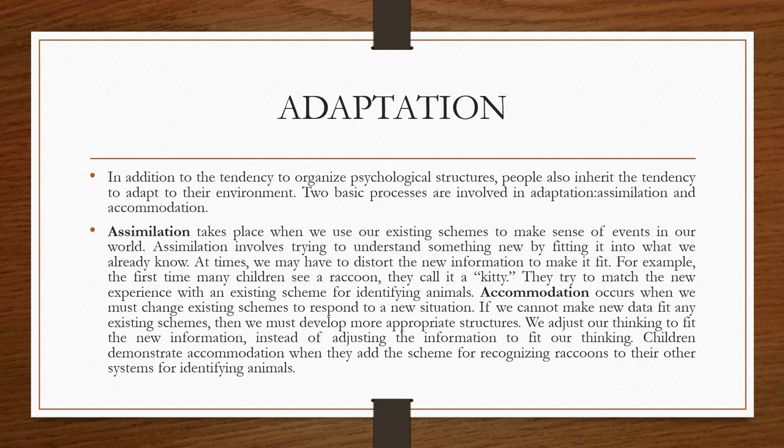Assimilation involves trying to understand something new by fitting it into what we already know. At times, we may have to distort the new information to make it fit. For example, the first time many children see a raccoon, they call it a kitty. They try to match the new experience with the existing schema for identifying animals.